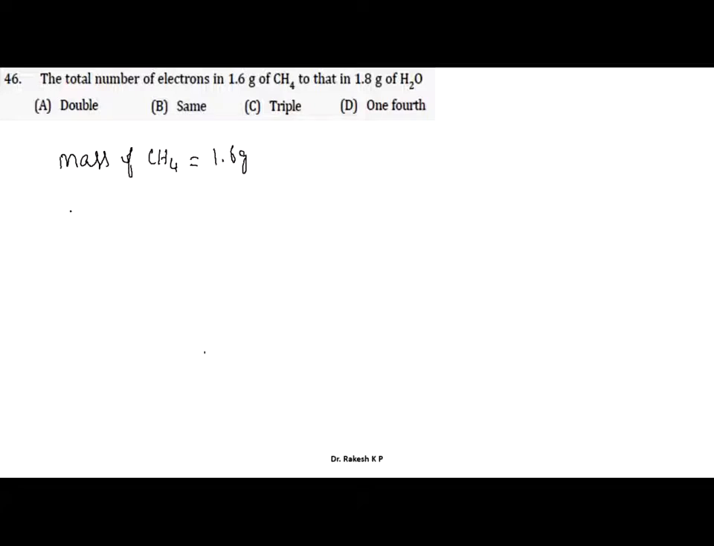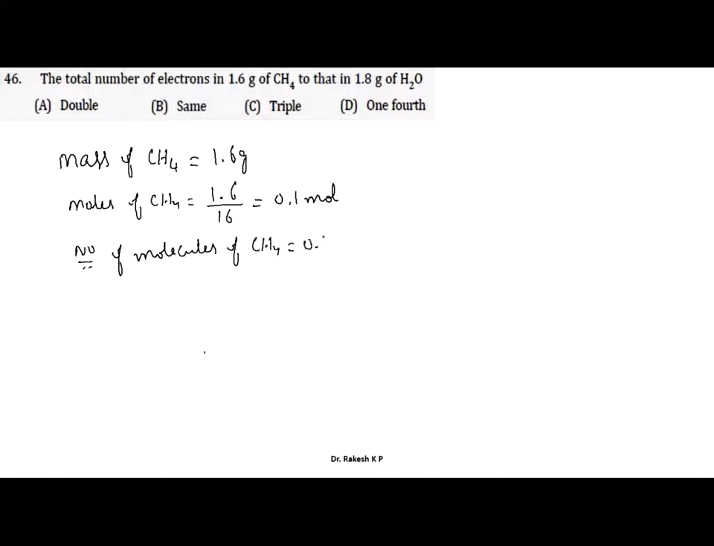So how to calculate? The next thing is we have to calculate the moles of methane, which is equal to mass by molar mass. Mass is 1.6, molar mass is 16. Now we got 0.1 mole, which is present in 1.6 gram. So next, the number of molecules of methane is equal to 0.1 mole into Avogadro number.